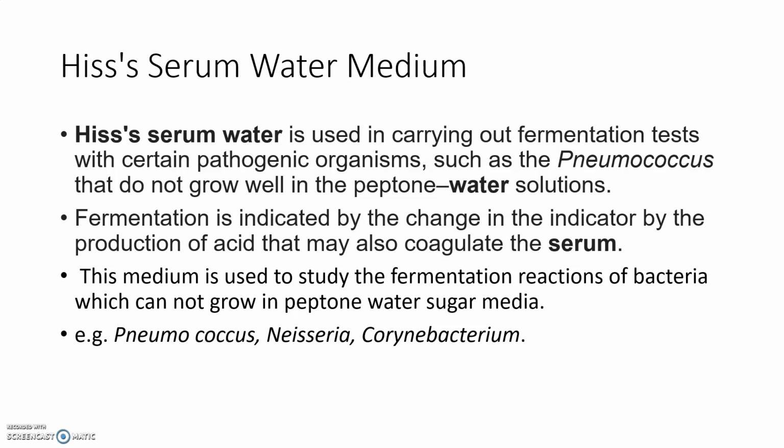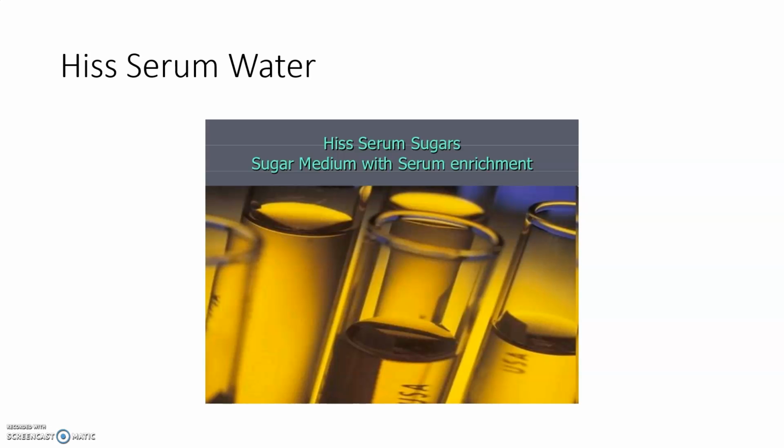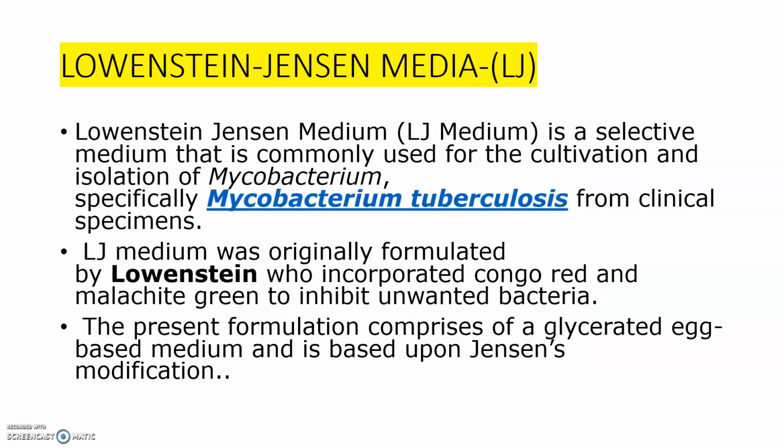This media is used to study the fermentation reactions of the bacteria, which cannot grow in the peptone water sugar media. And this type of medium is used for pneumococcus, mainly pneumococcus, then Neisseria and Corynebacterium also. This is Hiss serum sugar medium with serum enrichment. So, as a result of this acid production, it may coagulate the serum present in the media.